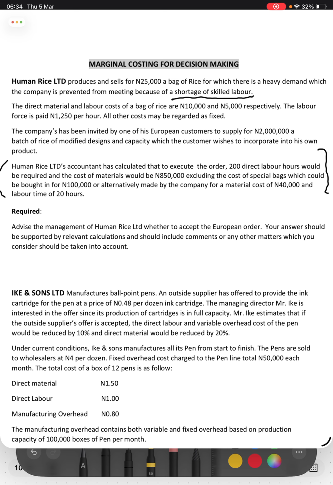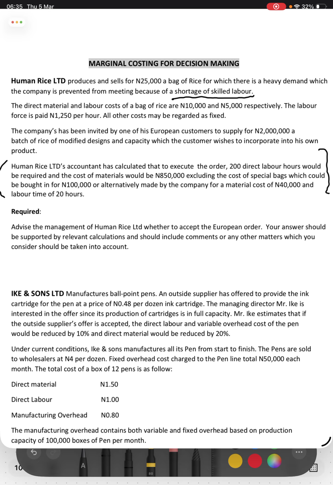Advise the management of Human Rice Limited whether to accept the European order. Your answer should be supported by relevant calculation and should include comments or any other matters which you consider should be taken into account. So from this question, let me just summarize the question. The company normally produces bags of rice which they sell each for 25,000 naira, and they gave us the cost in the second paragraph to produce a bag of rice, which is they need material of 10,000 and 5,000 respectively. But now they have received an order from a customer in Europe that they should supply a special modified design of rice for 2,000 naira.